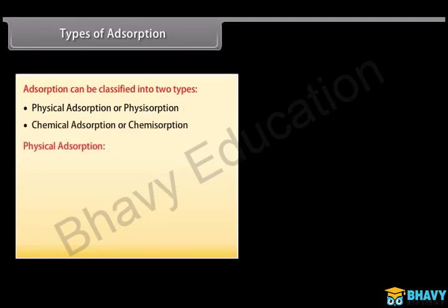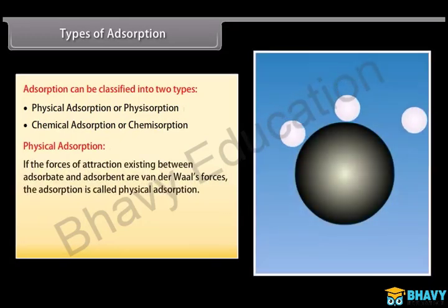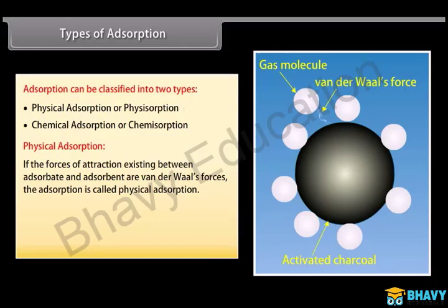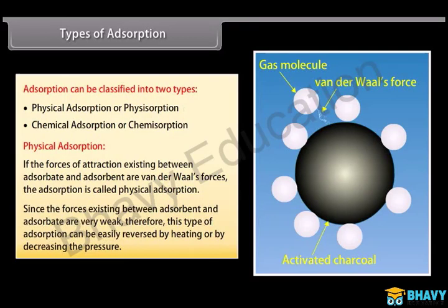Physical adsorption. If the forces of attraction existing between adsorbate and adsorbent are van der Waals forces, the adsorption is called physical adsorption. Since the forces existing between adsorbent and adsorbate are very weak, therefore, this type of adsorption can be easily reversed by heating or by decreasing the pressure.